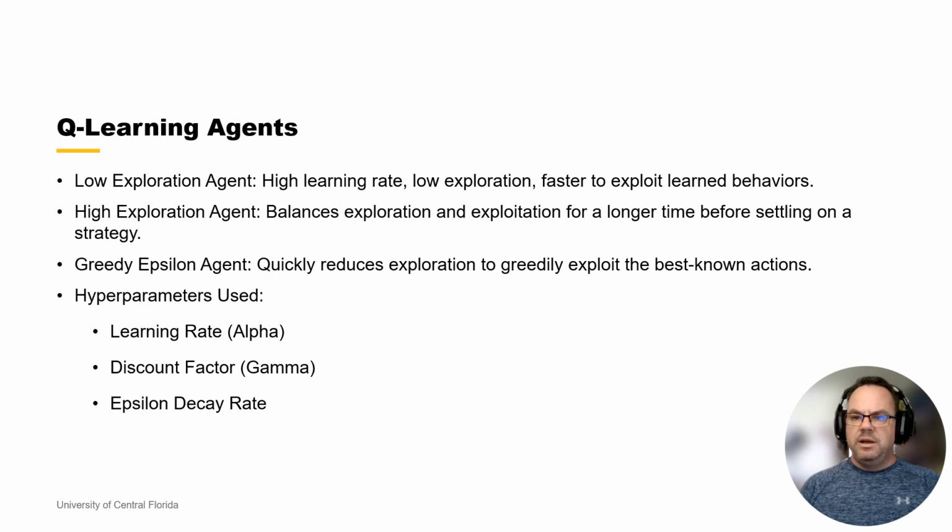For the hyperparameters, learning rates were kept at 0.1 for the low and the high exploration agents, and 0.5 was used for the greedy epsilon agent, which controls how much they learn from new experiences. And then for variation, we used a discount factor of 0.99, which means that they heavily prioritize future rewards, and that discount factor was slightly adjusted for each of the agents. And then finally, we varied the epsilon decay rate, which determines how quickly the agent begins to prioritize utilizing the high values of the Q table over exploration.